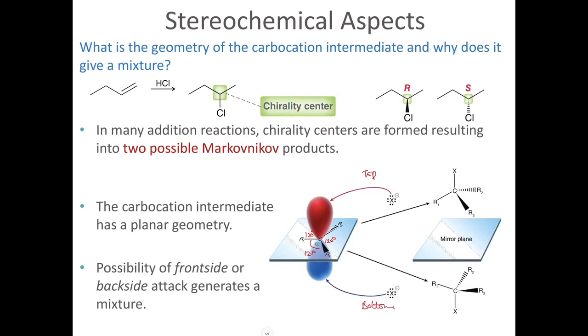So what we would call either front side attack or a back side attack. And when that happens, we're going to end up with enantiomers. That is, one of them is going to have the opposite configuration of the other one.